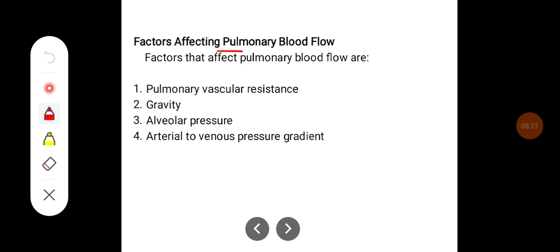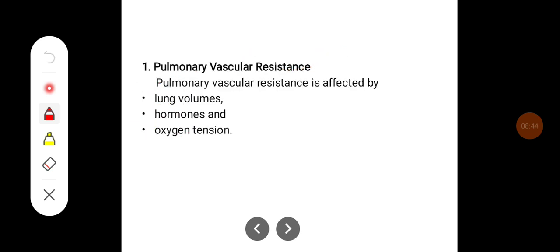What are the factors affecting pulmonary blood flow? The factors affecting the pulmonary blood flow are mainly pulmonary vascular resistance, gravity, alveolar pressure, and arterial to venous pressure gradient. Pulmonary vascular resistance is affected mainly by the lung volumes, hormones, and oxygen tension.